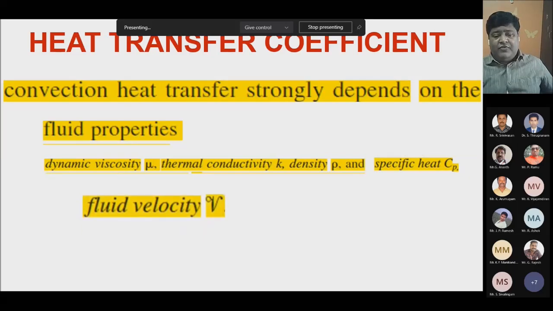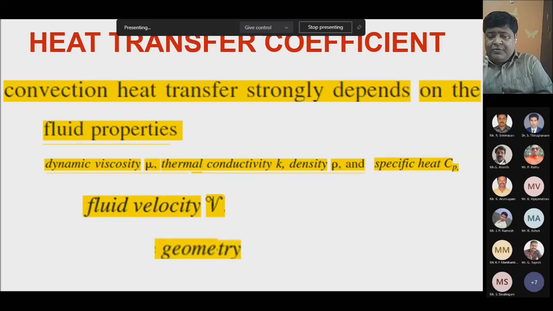It depends on fluid velocity, what I told you just now, and also the geometry. A fluid flowing inside a pipe has a different absorption capacity. When it's flowing over a pipe, that is different. When it's flowing on a flat plate, it is different. When it is flowing on a bank of tubes, it is totally different. When it's flowing between two channels, it is different.